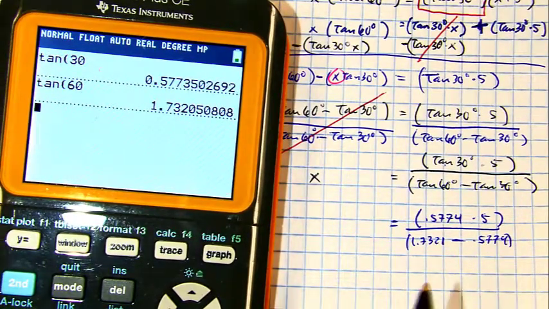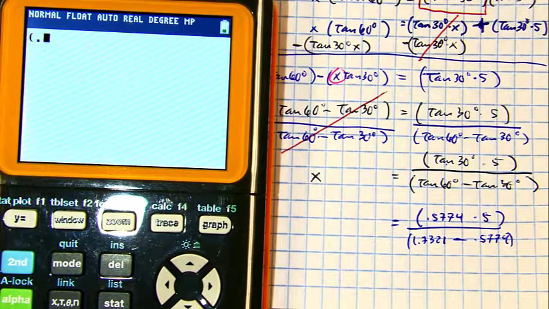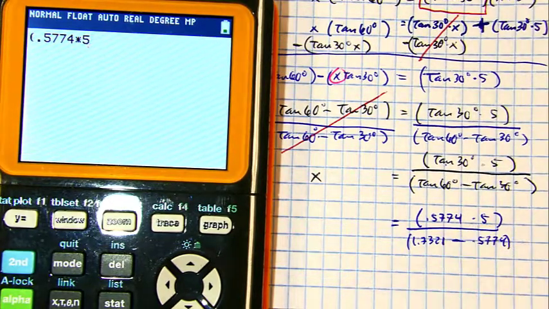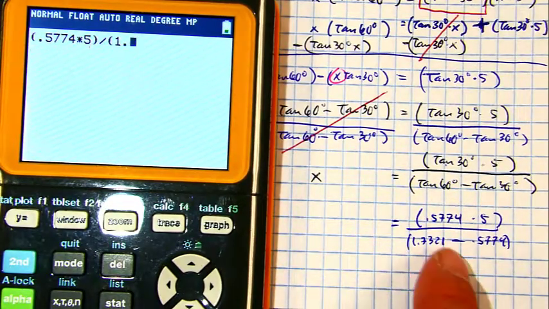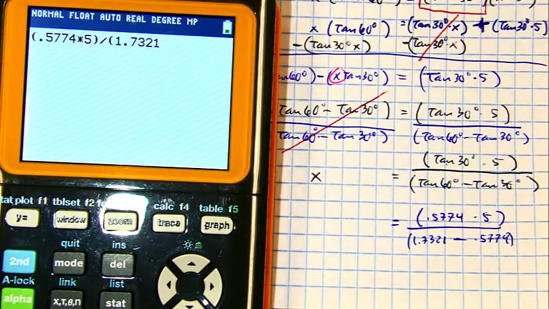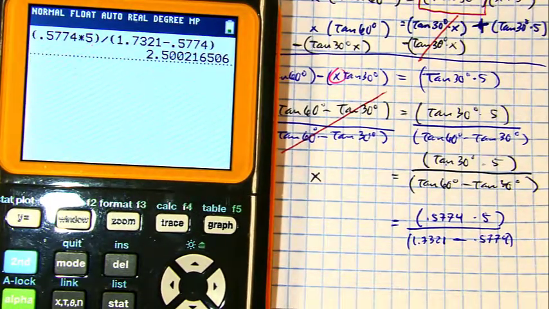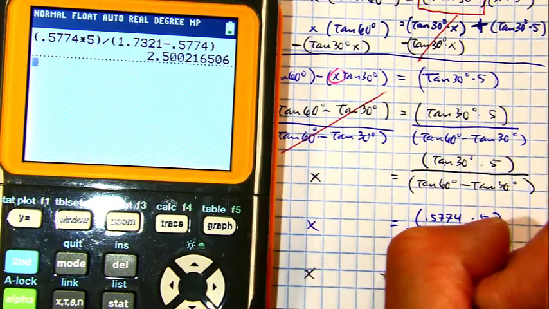And then if you feel comfortable now, then you can put it in your calculator. So I have my numerator, 0.5774 times 5. Close my parentheses, divided by 1.7321 minus 0.5774. And x is equal to 2.5. Whew.